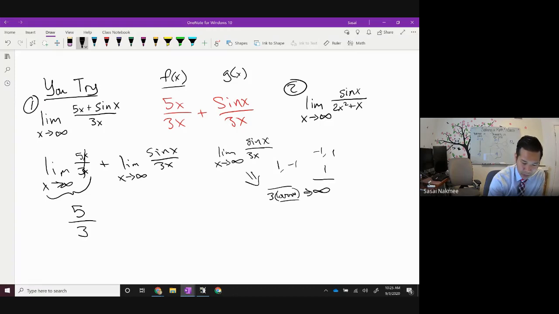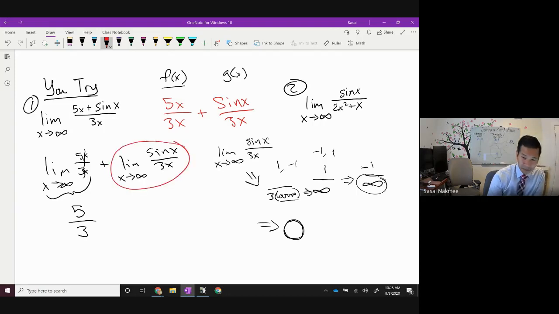So what's going to be happening over here is it's going to be on the positive side, and then at some point it's going to be on the negative side, and the bottom is still going towards infinity. As I make that number larger and larger in the bottom, this thing's bound between 1 and -1, which means it's going to slowly approach what? It's going to slowly approach 0 as x goes off towards infinity. So the limit as x approaches infinity of sine of x over 3x actually approaches 0.